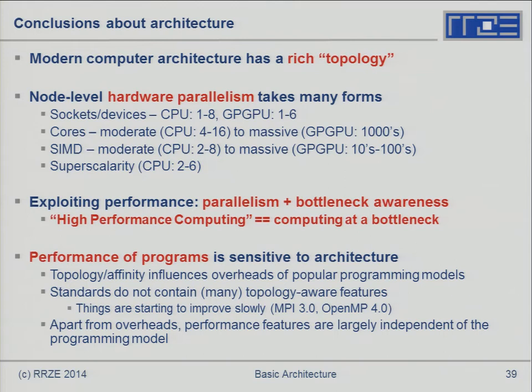at this issue. The performance of programs is sensitive to architecture. Because we have this topology, you have to think about architecture in relation to what the requirements are of your program towards the architecture. So we have topology and affinity issues. Standards do not contain many topology features. It's creeping in, but it's slow. So you're still required to use external tools or external facilities to enforce the affinity awareness that you want. That's it for the architecture part.